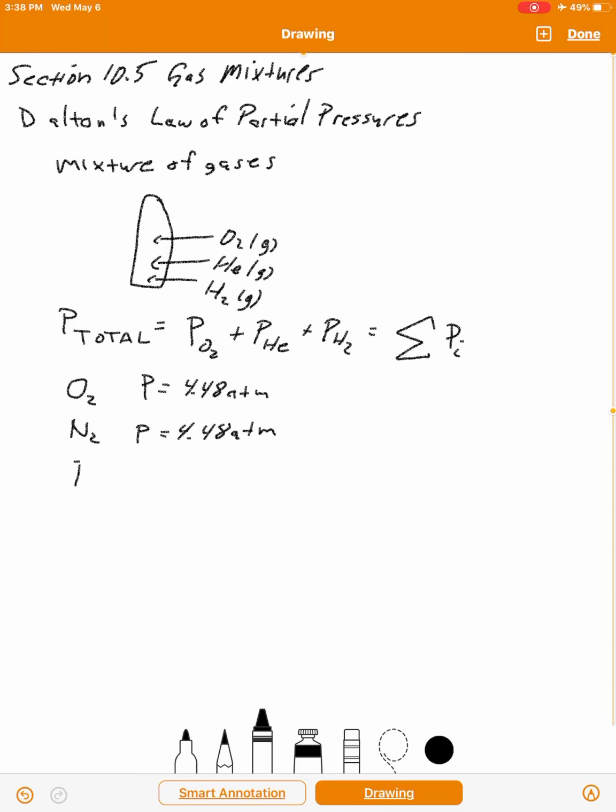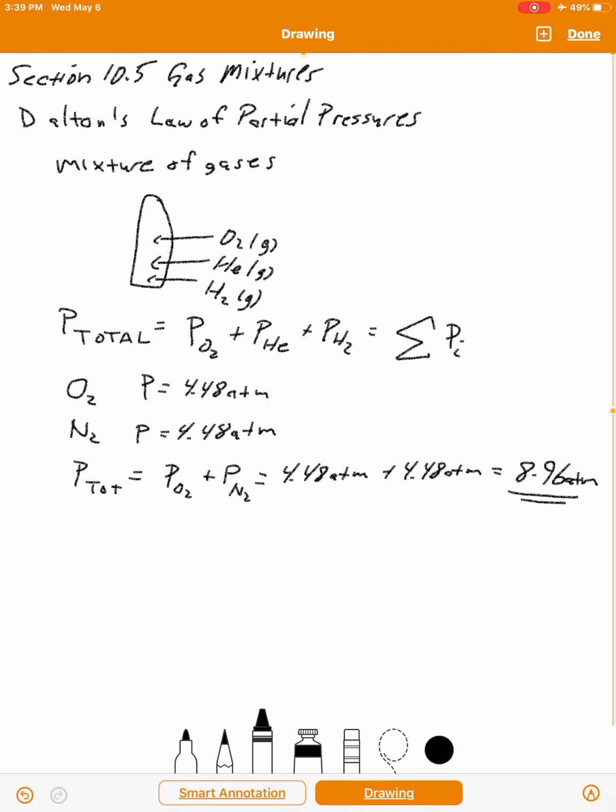What Dalton's Law of partial pressure says is that the total pressure would be equal to the pressure of the oxygen plus the partial pressure of the nitrogen. So that would be 4.48 atmospheres plus another 4.48 atmospheres, which would be 8.96 atmospheres. Pretty simple, right? Not a big deal. Well, it is a big deal, but it's not a difficult thing to consider.